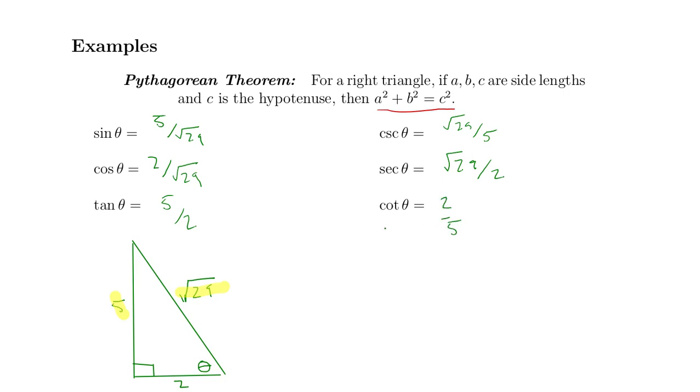That's 2/5. Sometimes you'll see people rationalize these denominators where you multiply the square root out and all that kind of stuff. I don't really care about that, to be honest. If you want to know why, we can talk about that later. But anyways, that's what we've got.